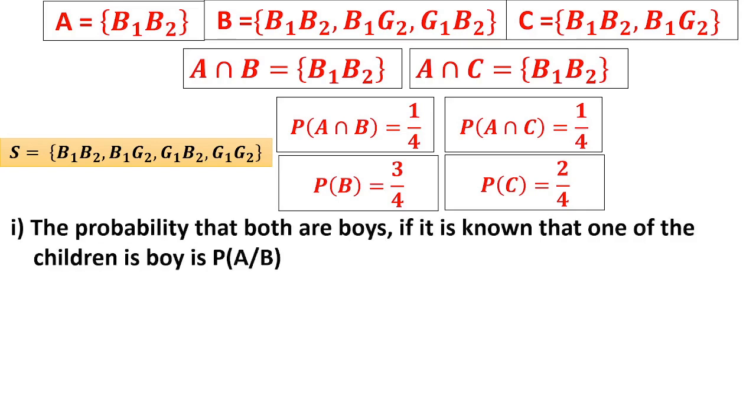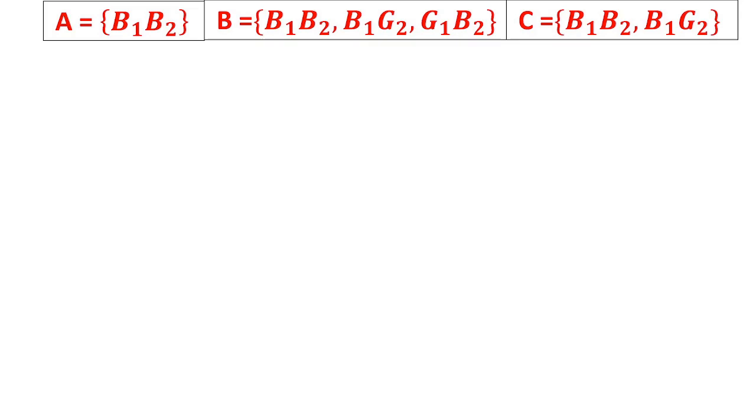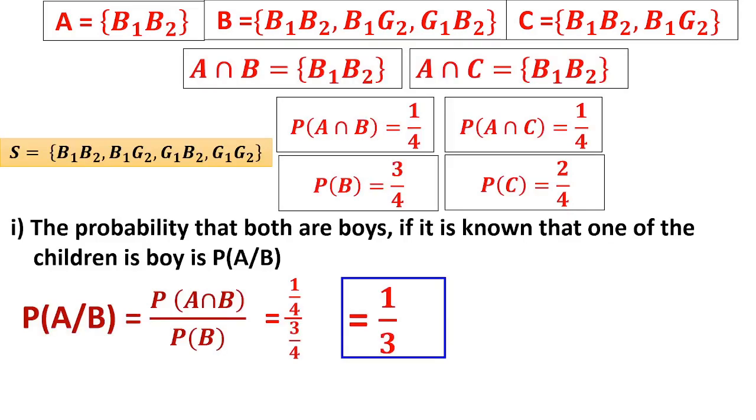Everything is ready now. Let us go on answering the questions. The probability that both are boys, if it is known that one of the children is a boy, is P(A/B). Therefore, this is the formula for it. We have the values for all of these probabilities. Put them in. The answer is 1 by 3.